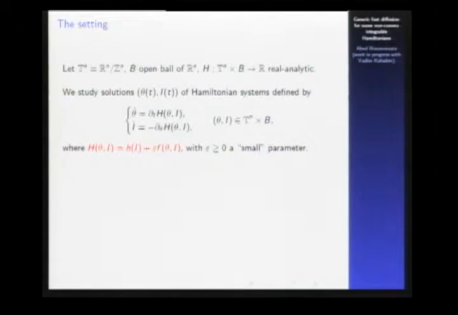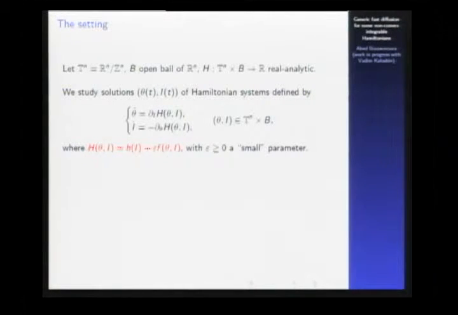I will consider capital H, my Hamiltonian, of a special form. I will consider a function that can be written as the sum of two Hamiltonians. The first one I will call small h. It depends only on the I variables, so only on the action variables. The second Hamiltonian I will call small f, so it's epsilon times small f. f is a general term, so it depends on all the variables, but I have an epsilon in front, and it will be a small parameter. I will be interested in this type of system with this type of Hamiltonian with epsilon small.